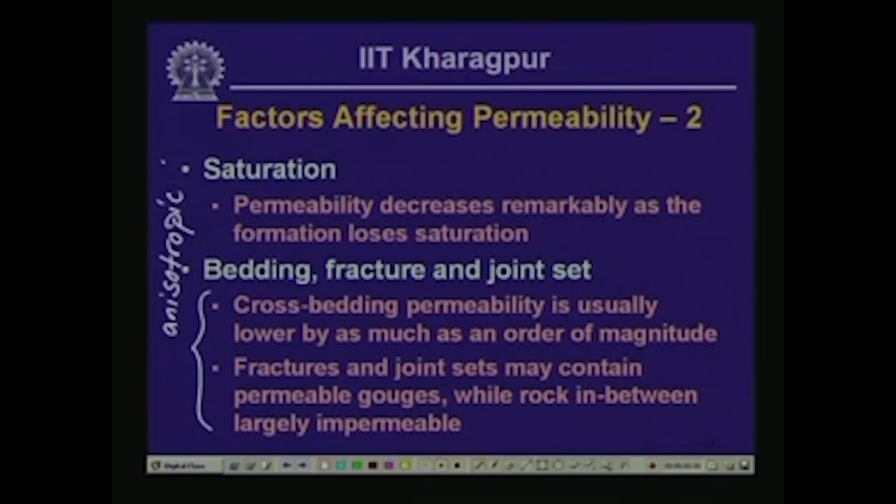Anisotropic K. So, both these aspects lead to anisotropic K. In other words, K is going to be different along the fracture sets in comparison with the value of K in a direction which is perpendicular to the fracture sets, and same is true in case of bedding planes.